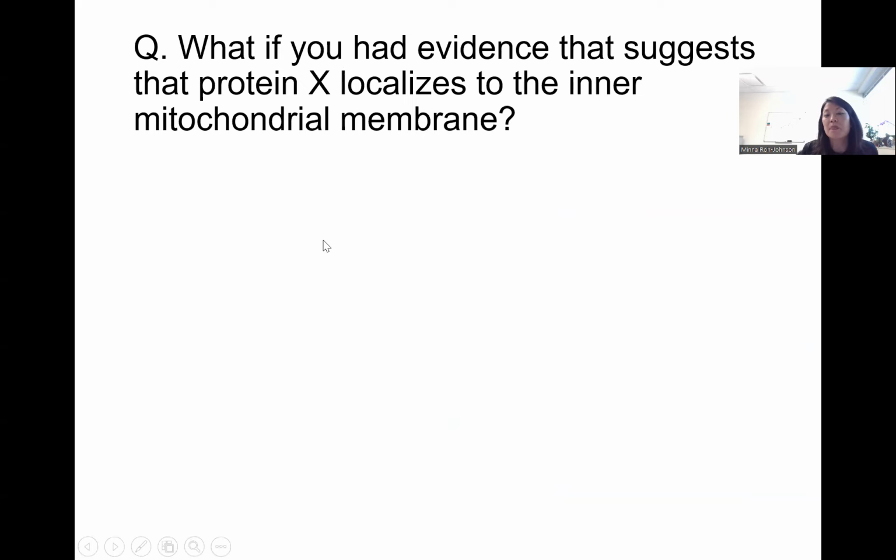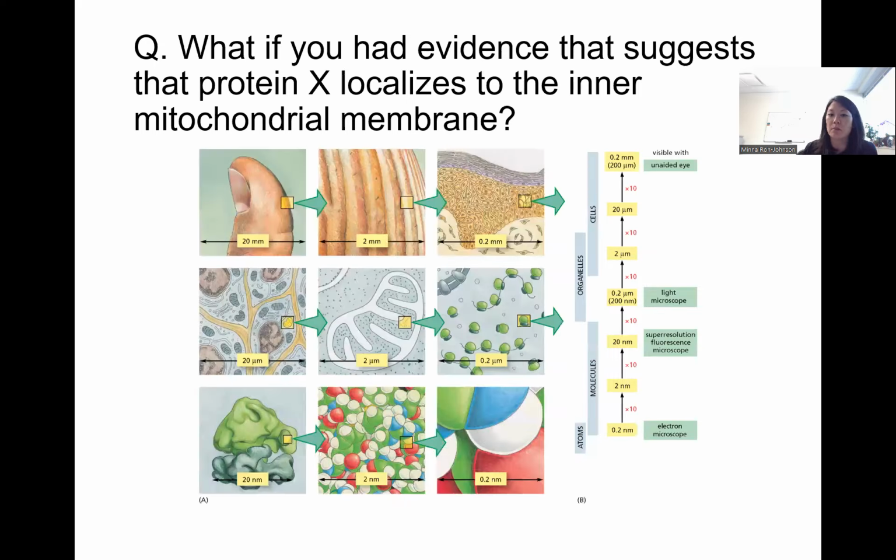Okay, what if you had some evidence to suggest that protein X actually localizes to the inner mitochondrial membrane, and you wanted to ask if that's true in a tumor? Okay, the inner mitochondrial membrane. Remember, when you look across scales, this little nugget, a mitochondrion, is about 2 microns. And if you want to look at the inner mitochondrial membrane, you're probably in the 200 nanometer, maybe less range, because you need to be able to resolve the difference between inner and outer mitochondrial membranes.